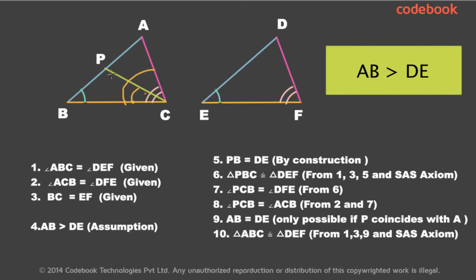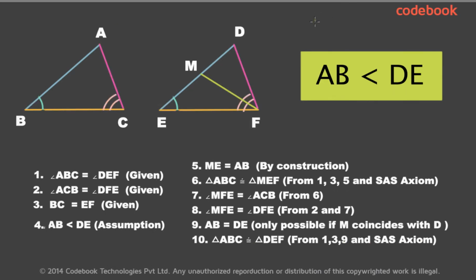So what we are saying is if you move this line in such a way that it coincides with A, so point P coincides with A, then what we are essentially saying is P is equal to A. So that's the only case when this statement can be true. So if P coincides with A, then it means that PB is equal to AB, and we know that PB is equal to DE by construction. So AB is equal to DE, which means now we have proven that AB and DE are equal, BC and EF are given to be equal, and angle B is equal to angle E, that's also given. So they are congruent based on the SAS axiom.